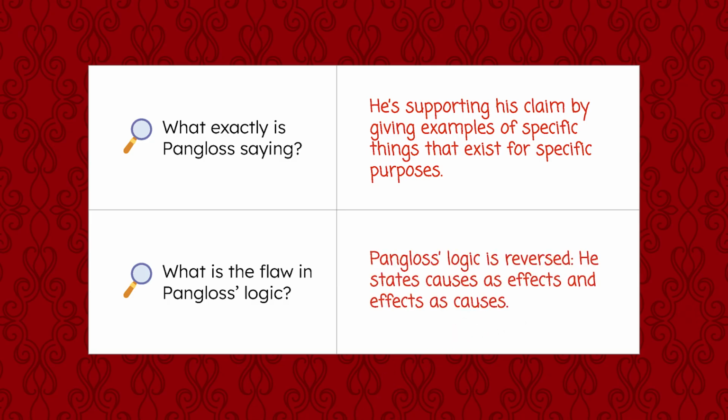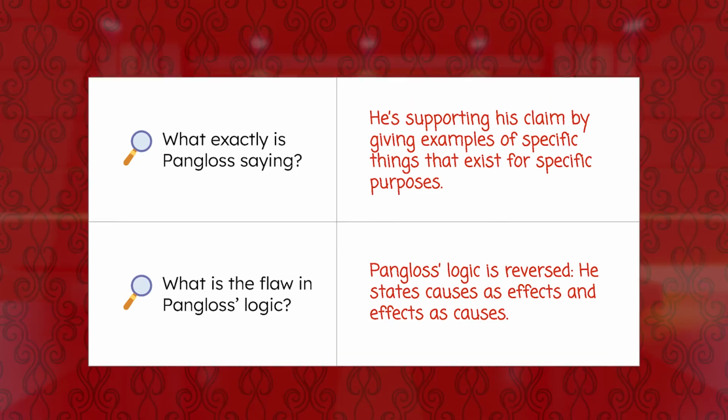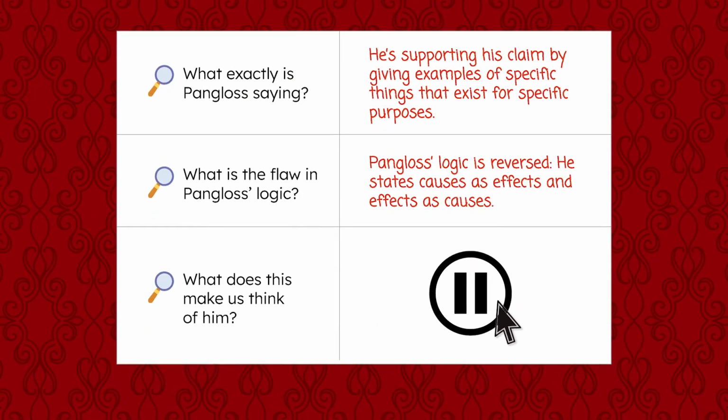His logic is reversed. He's stating causes as effects and effects as causes. Noses weren't made for glasses. Glasses were made to fit noses. So, let me get this straight. Pangloss has a claim with no rationale, and his evidence to support it is illogical. How does this shape our view of Pangloss?